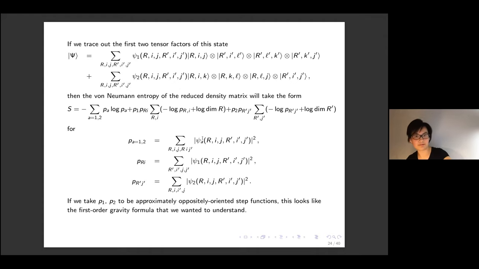And that von Neumann entropy will look like this, what I've written here, where now you see that there are terms that look like P of R log P of R plus P of R log dim R for two different distributions, the PR and the PR prime. And if we take P1 and P2 to be approximately oppositely oriented step functions, this entropy formula will look exactly the same as the first order gravity formula that we set out to understand, up to the replacement of the non-compact measure with this compact one.